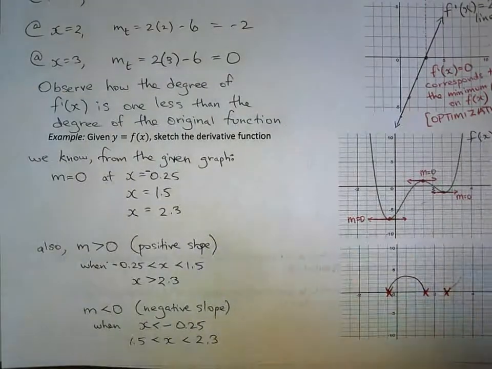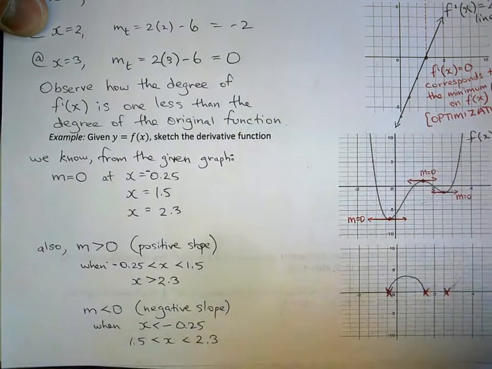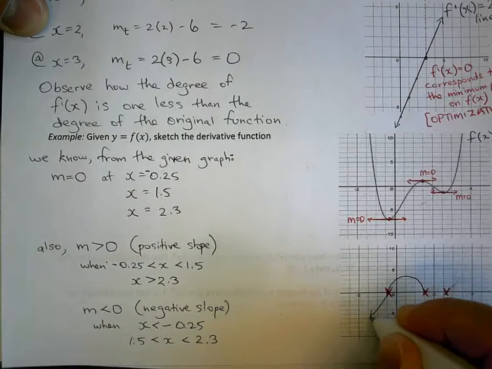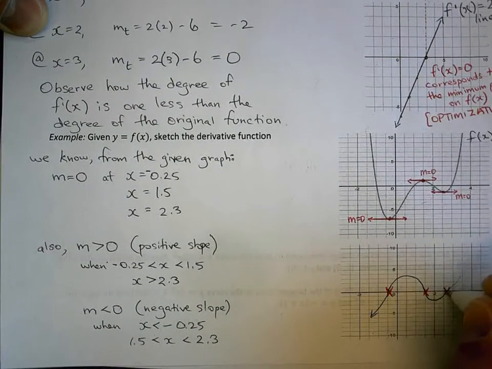So when I graph my derivative, for this region, the slope is also negative, so it goes on forever. It's always going to be negative. Here it's going to be negative, but it has to go through this intercept, and then it continues.